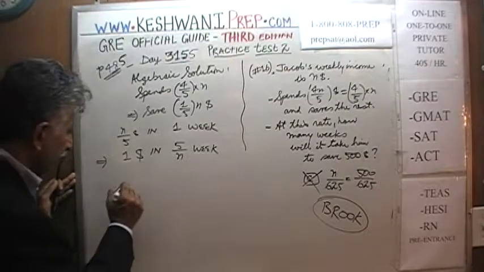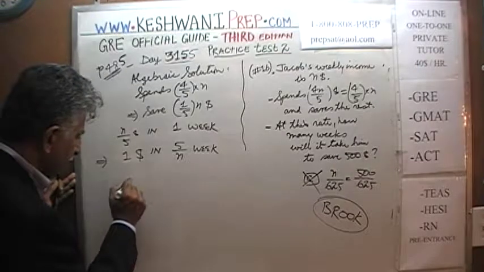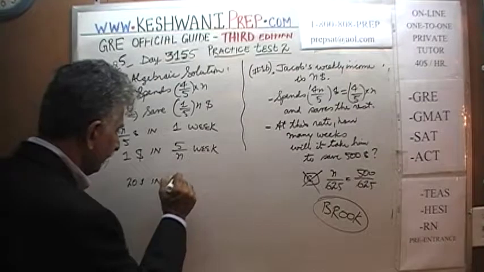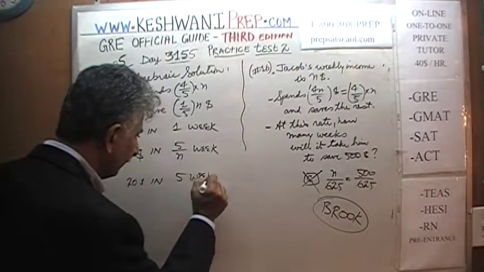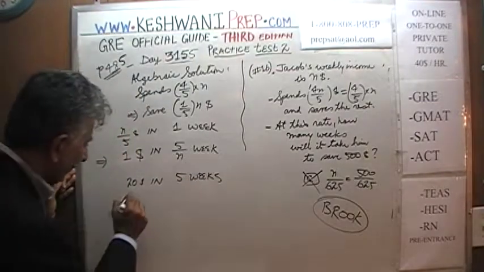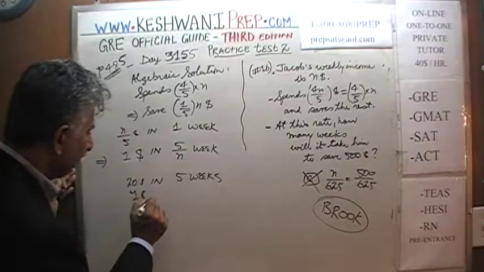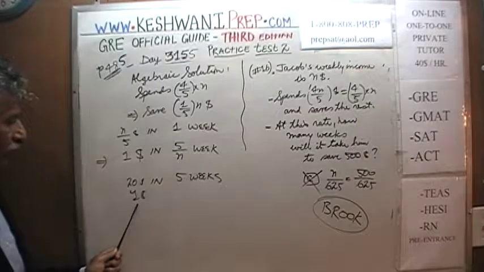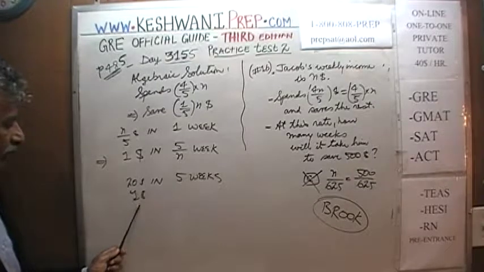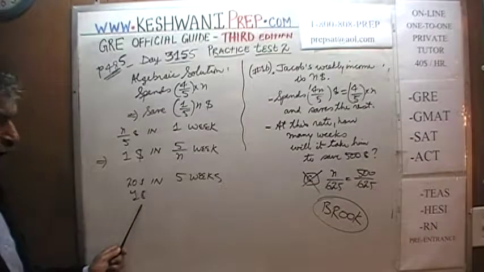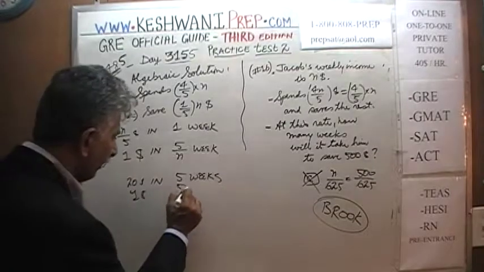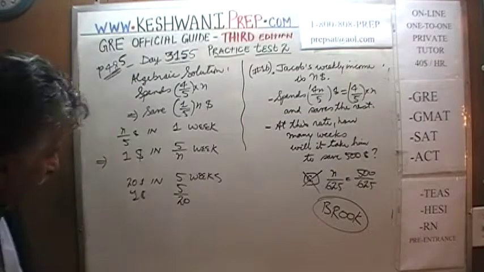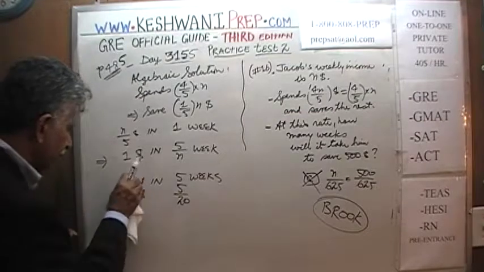For example, if I were to tell you that I save $20 in, say, 5 weeks, then how long will it take me to save $1? 1/20th of the amount. Do you understand? Or if you put it the other way around, it'll be easier to do the other way around.